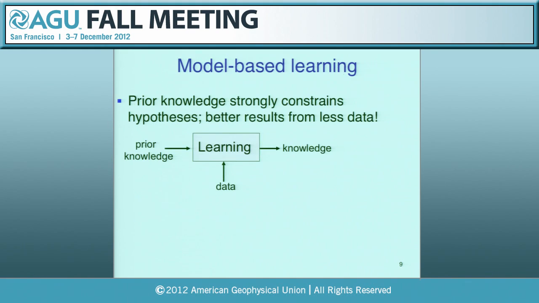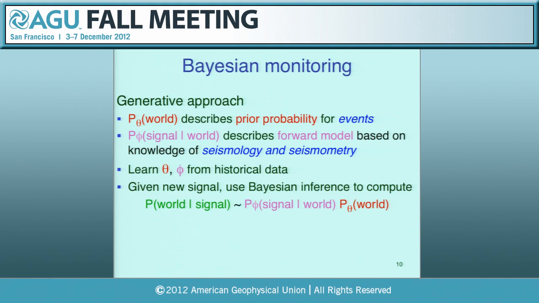So the approach that we're taking is what's called model-based learning, where you provide as much prior knowledge of the problem as you can, and then you constrain the hypothesis space using that prior knowledge. The data then picks out the best hypothesis in the remaining hypothesis space, and that produces knowledge that you can use to then perform the task in future. And the particular method we use for combining prior knowledge and data is Bayes' rule.